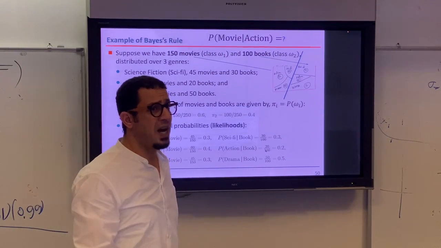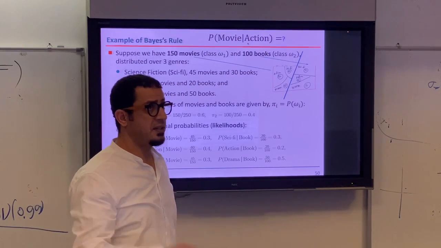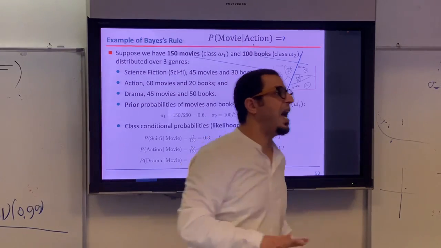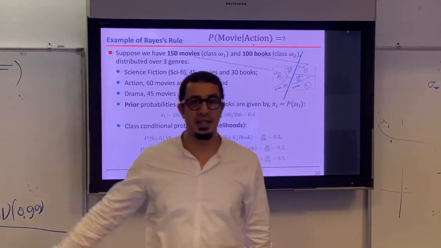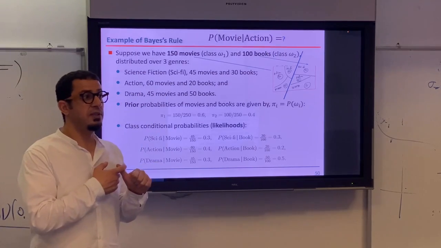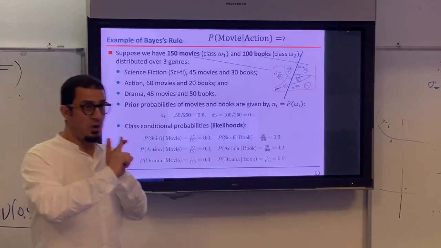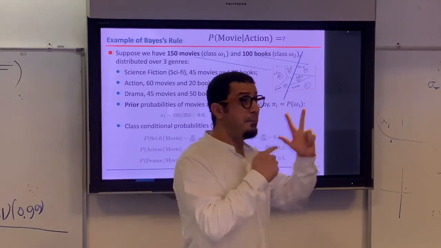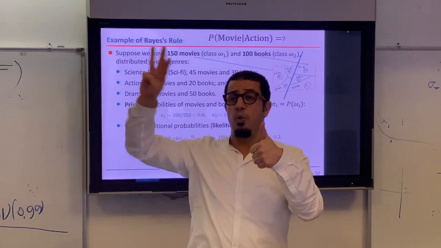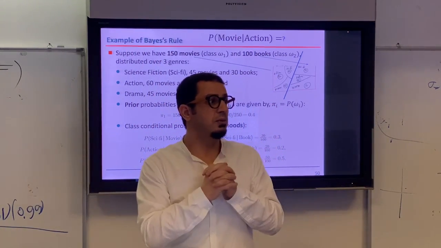the question that I want to answer here: if you give me features of these things, it is action. What is the probability that it is class movie? So here I have two classes, class movie and class book. I have features. What are the features? Tell me the type of this. Is it science fiction or action or drama? Based on these features, and these features have three types, what is the probability that it belongs to the movie? What is the probability that it belongs to books?